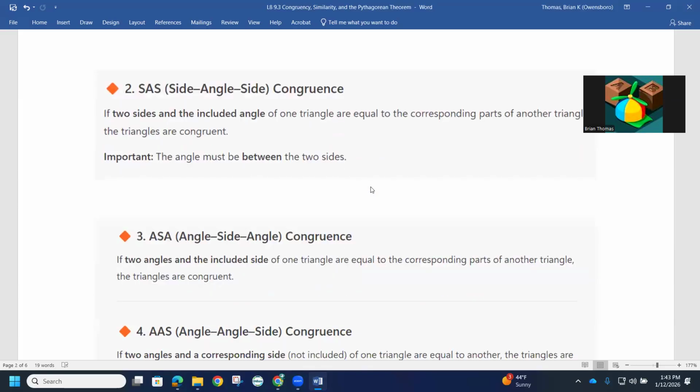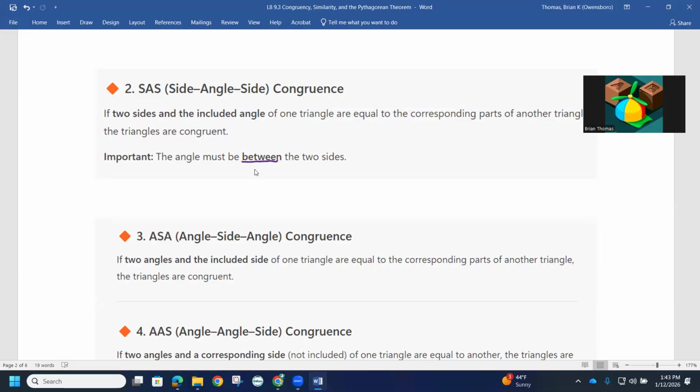Also, if you're given a side, the included angle, and a side, and we know this is true in both triangles, if two sides and the included angle are equal in the two triangles, then the two triangles themselves have to be congruent. But again, the angle has to be included. It has to be between the two sides.